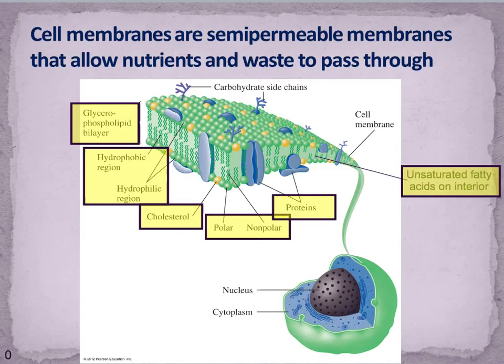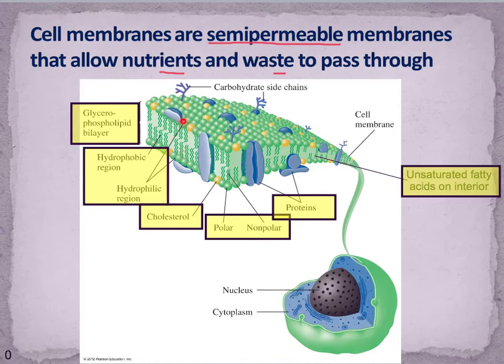When we look at our cell membrane, these are actually called semi-permeable membranes. Permeable means that things can go in and out. Semi-permeable means that some things can go in and out. The cell has to control nutrients coming in and waste going out, and it has to control the flow of that. It does that by a couple of different things. The first thing we see is our phospholipid bilayer.